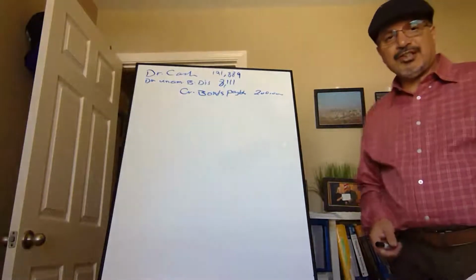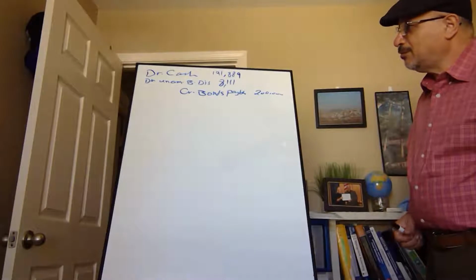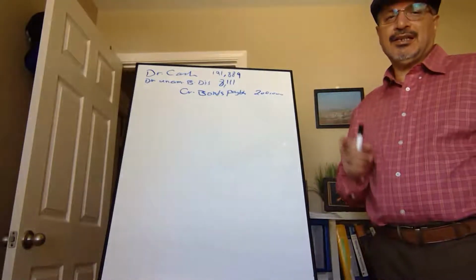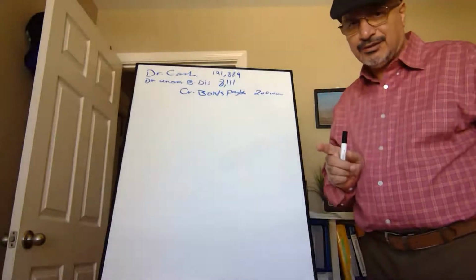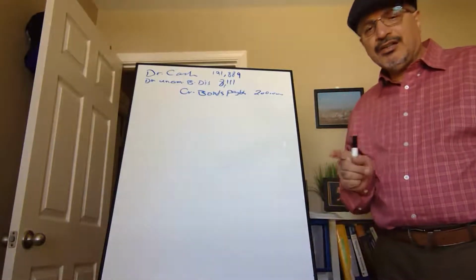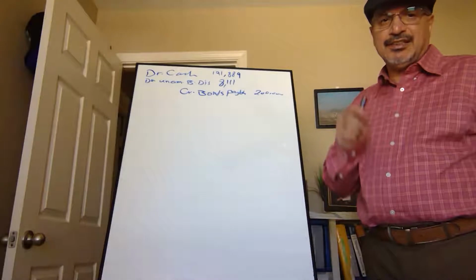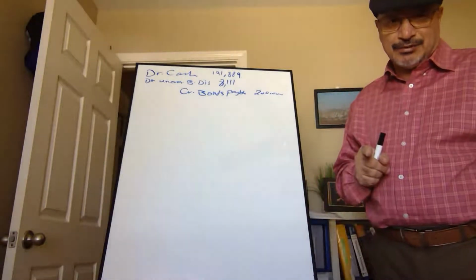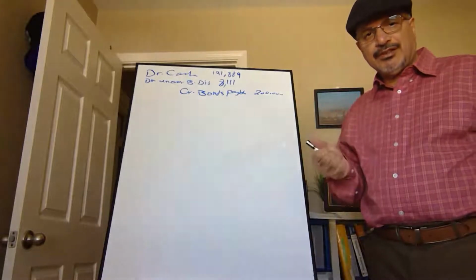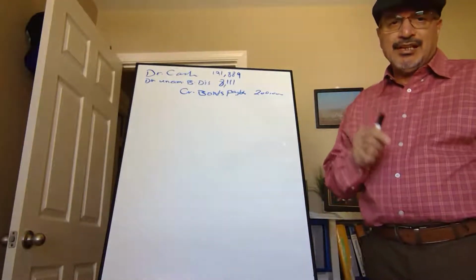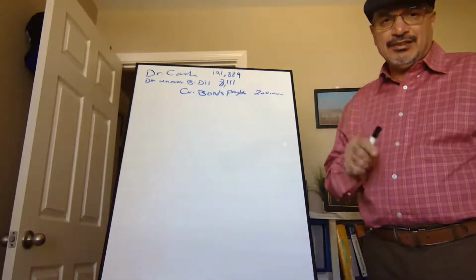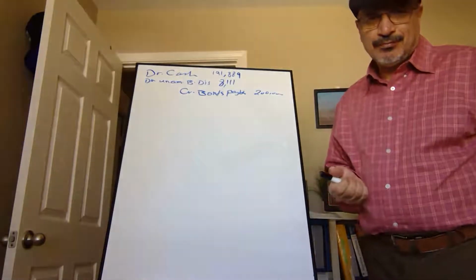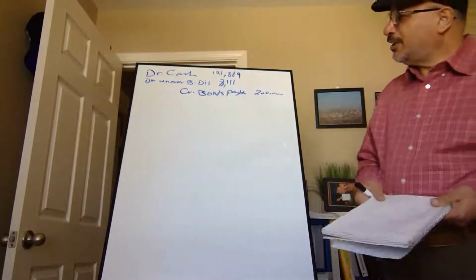So I'm going to use the same example. Now remember, if the market interest rate is higher than the stated interest rate, then the bond is issued at a discount. If the market interest rate is lower than the stated interest rate, then the bond is issued at a premium.